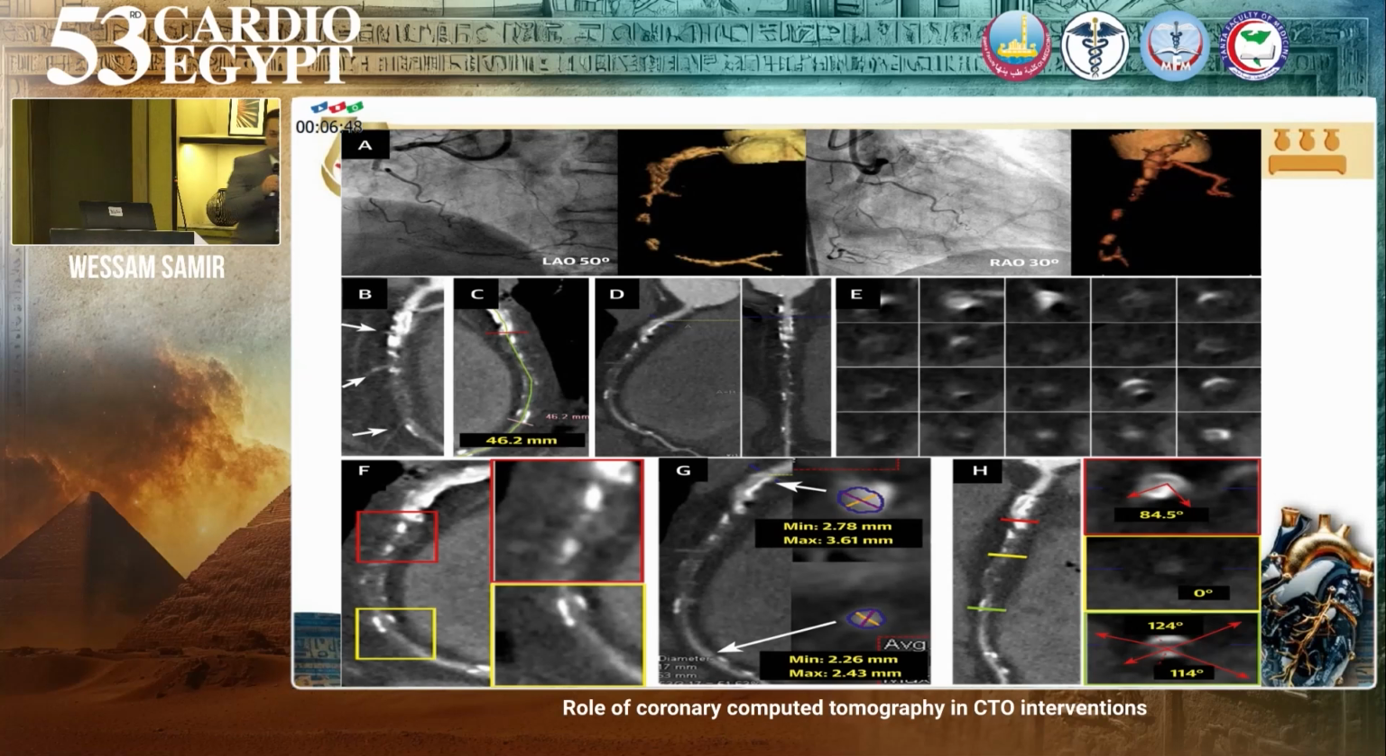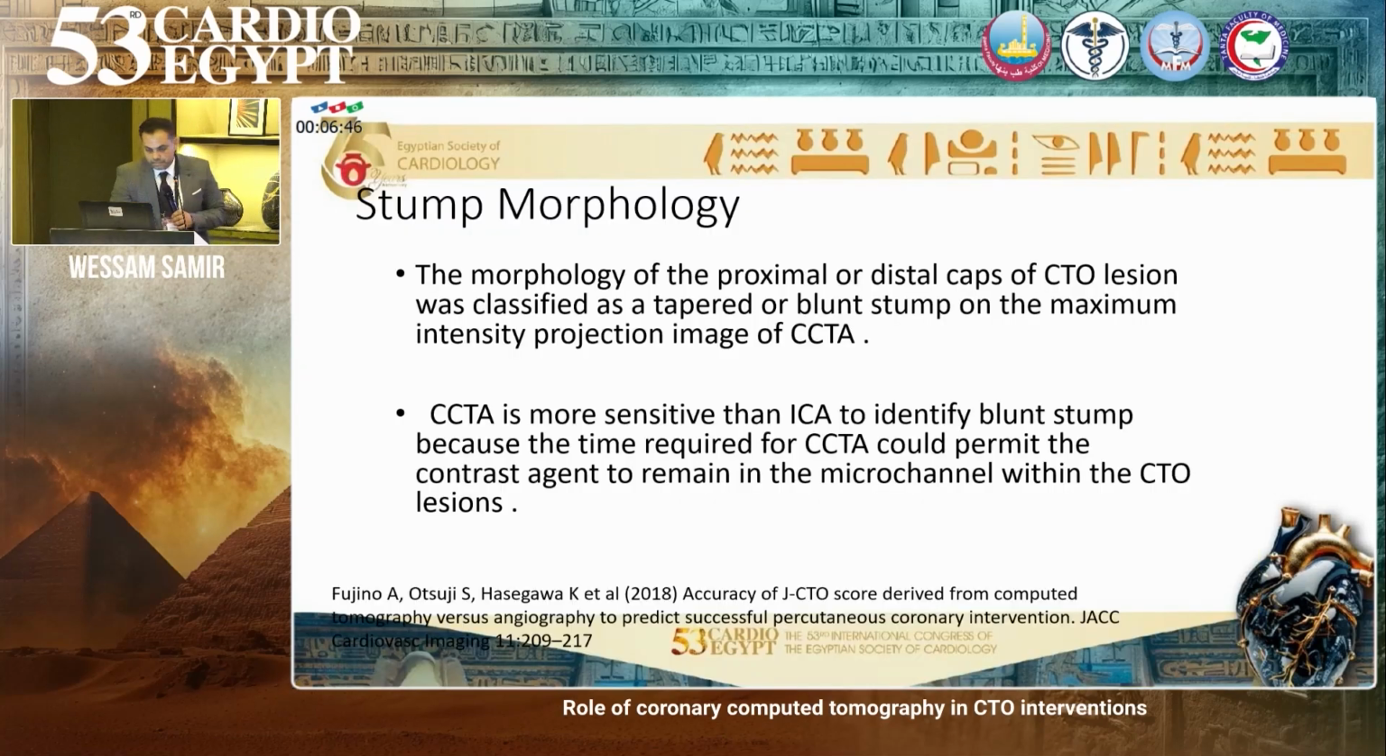Okay, it's clear. Second, we talk about the stump morphology. The morphology of the CTO cap, the proximal and distal cap: is it a tapered or blunt stump? Usually this is visualized in MIP images, maximum intensity projection images in CT angiography.